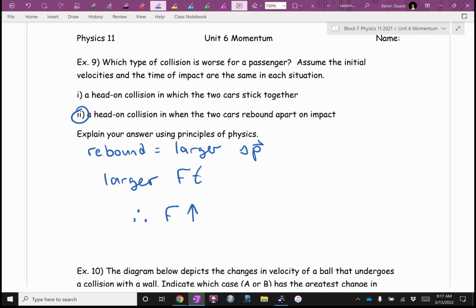You may have noticed this if you've ever watched NFL football. The most painful looking tackles aren't the ones where they wrap the person up and bring them to a stop. It's where they run through the person and the person suddenly ends up going backwards, rebounds off the tackler. Those are the ones that hurt way more. Why? More impulse.